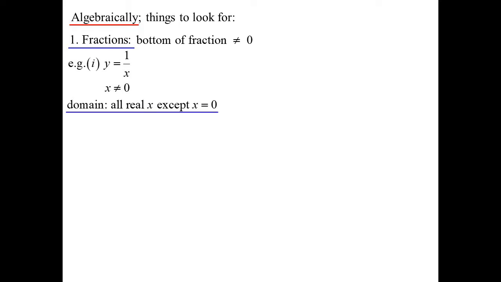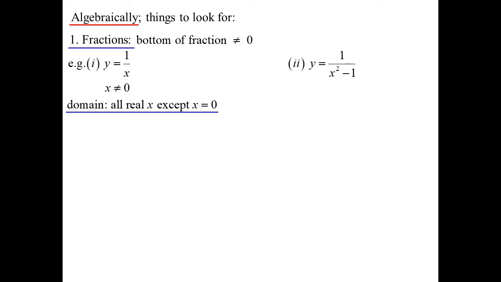So I'd write it something like this. Oh, well, it's all real x. I can substitute everything in, except I can't substitute in 0. Some people put x cannot equal 0 there, and it all comes down to grammar, I suppose. Both is correct. Because think of it, I'm saying all real x except x equals 0. But some people might read it as all real x except x can't equal 0. It's got the same information, really.